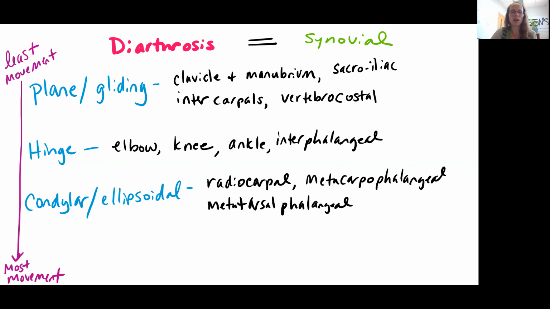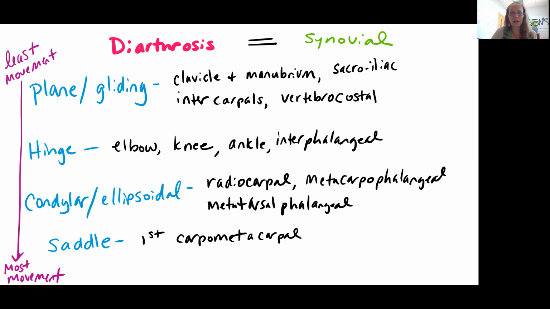Okay, the next is called the condylar or ellipsoidal. Our textbook does say condylar, so that's what we need to be learning. This includes the radiocarpal, so that's between the radius and the carpal bones, the metacarpophalangeal, the metatarsophalangeal. So metacarpal would be bones of the palm of the hand, and then the phalangeal would be your fingers. And same for your feet, but your toes there.